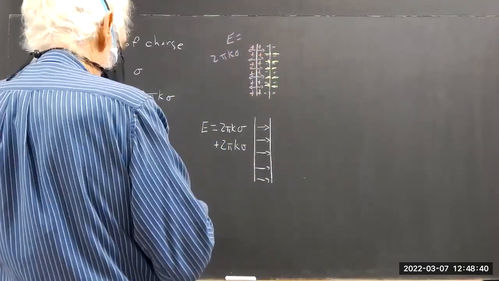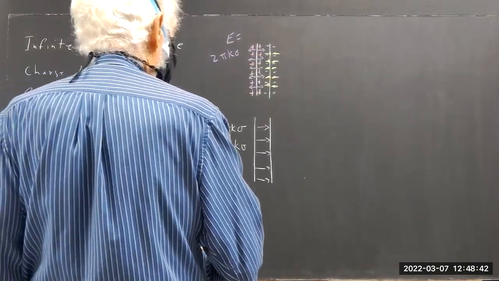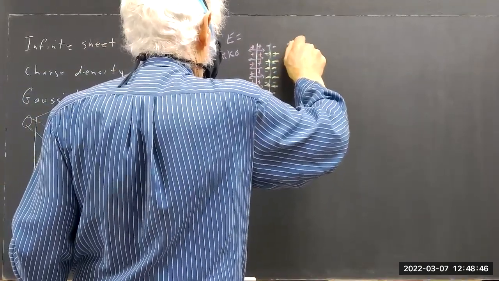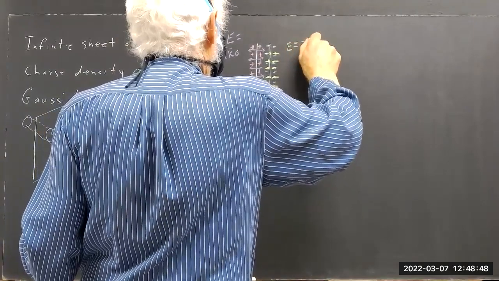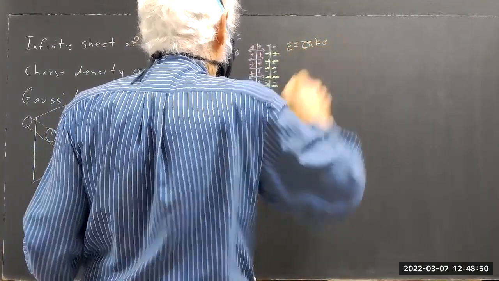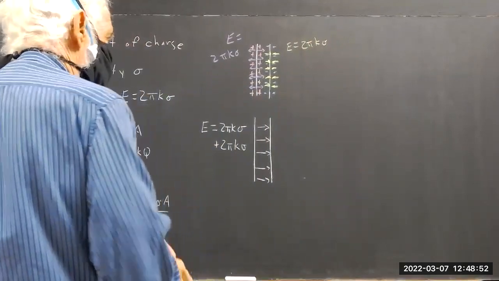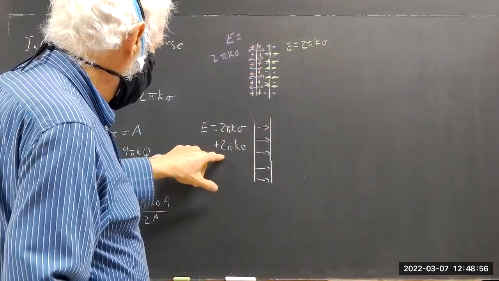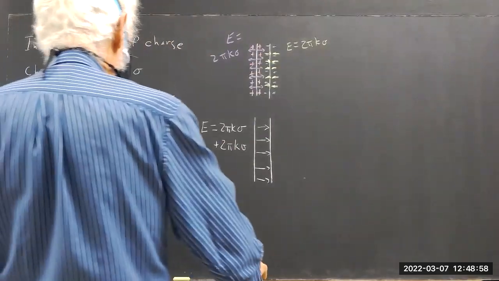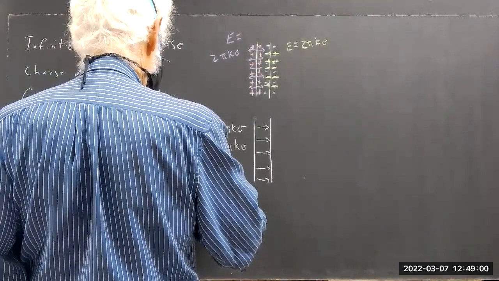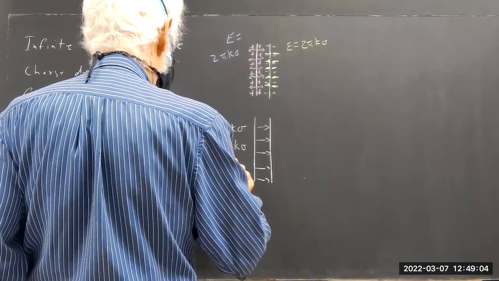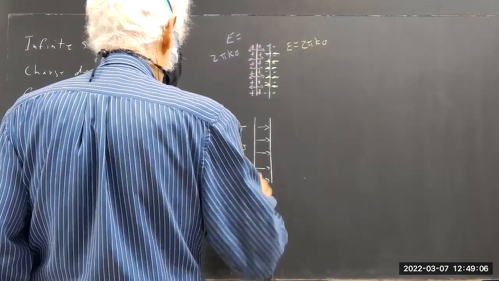The purple field is 2 pi k sigma, and the green field, that's not the best color to use, is 2 pi k sigma. Between the plates, those 2 pi k sigmas are in the same direction, so they add up to 4 pi k sigma. Equals 4 pi k sigma.